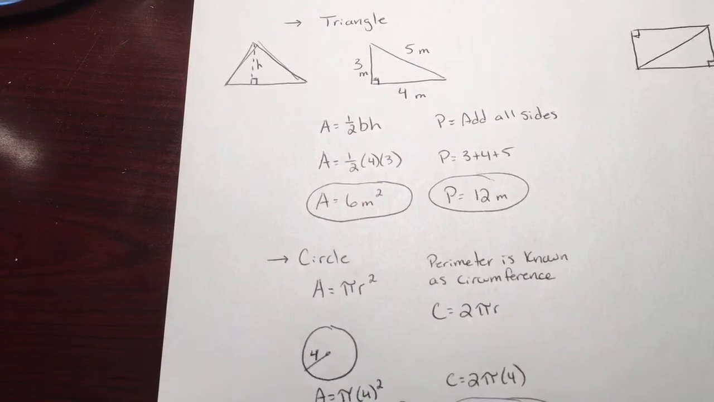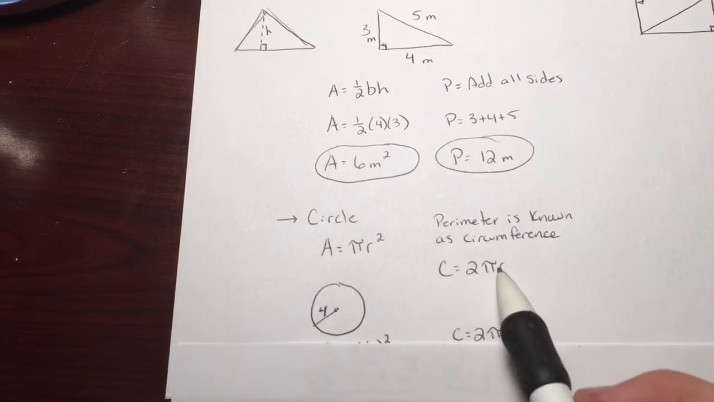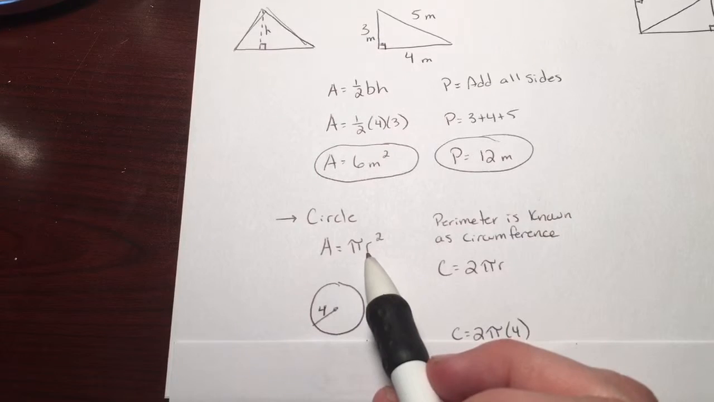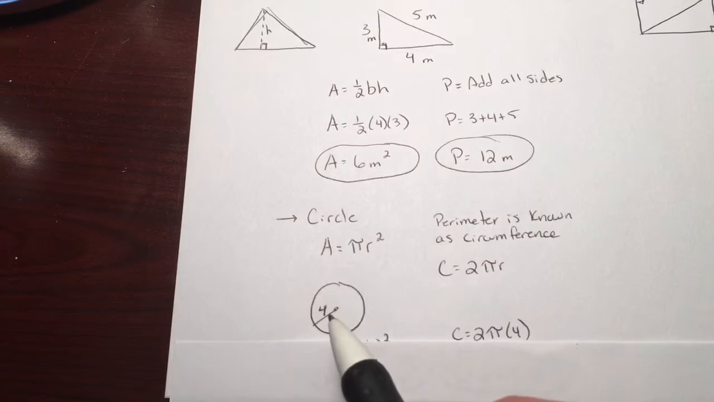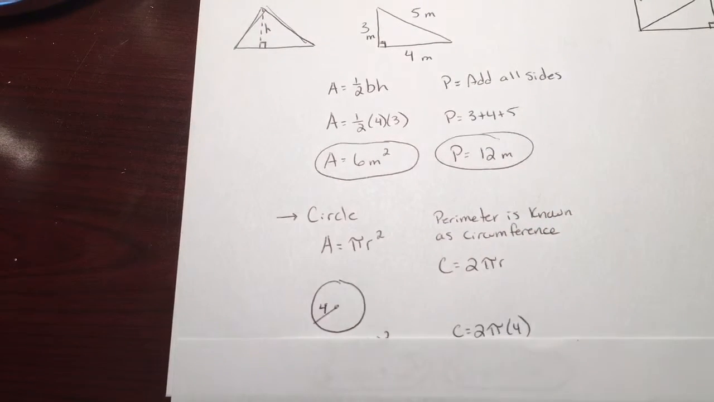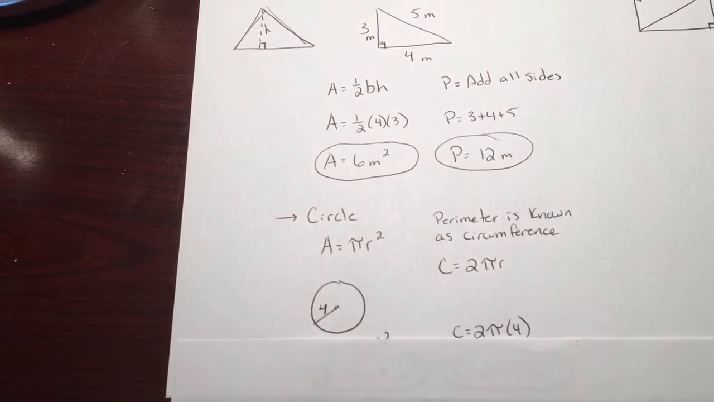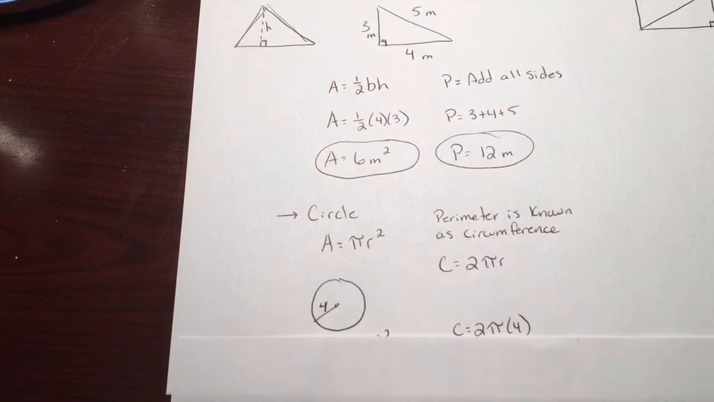All right, so let's say that we had a circle with a radius of 4. The r represents radius. That's the distance from the center to the edge of the circle, halfway across the circle. If you had a diameter, diameters go all the way across. So if you wanted to find the radius, you just cut the diameter in half. In this case, the diameter would have been 8.